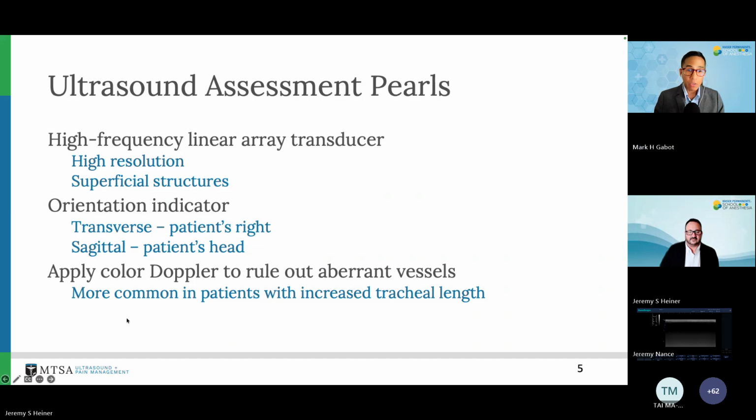So again, major vessels overlying the CTM are very, very rare and are considered aberrant. But if they are there, it gives us the opportunity to ideally avoid them, or just be cognizant that, hey, if we do have to go through it, there's going to be some bleeding occurring at the same time too. So Jeremy, can you go to the next slide, please?